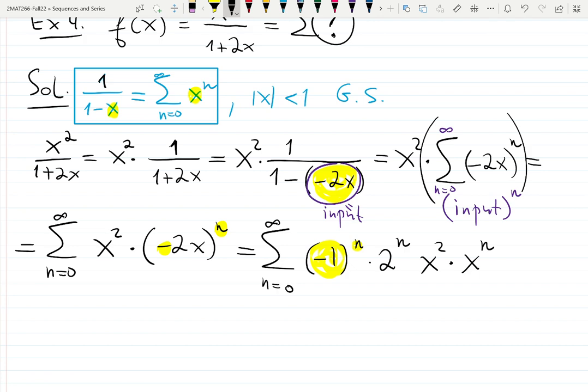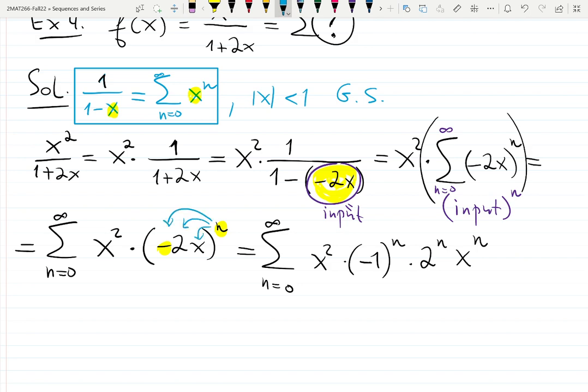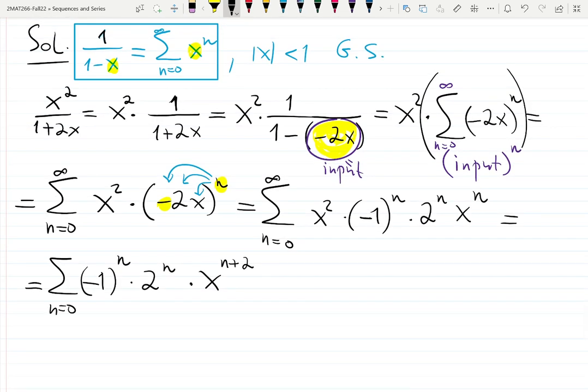Should I reorder it back in the original order so you can see what's happening? Let me rewrite it in the original order. X squared was first, minus 1 to the n, 2 to the n, x to the n. I am breaking this into those three factors. Now I'm collecting the terms. The classic notation is to put constants, coefficients, first: minus 1 to the n, 2 to the n. That goes first. Times x to the n plus 2, n from 0 to infinity. That is the final answer.